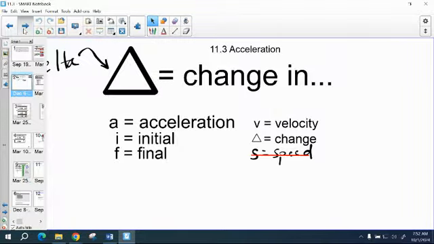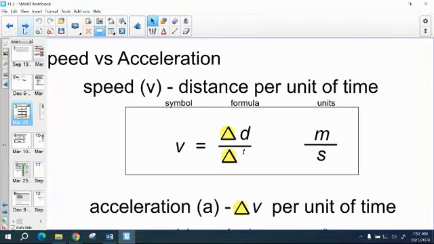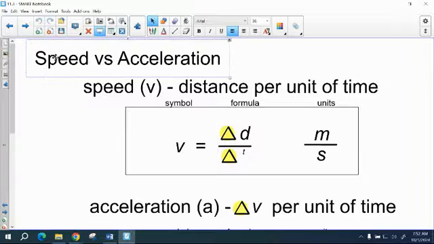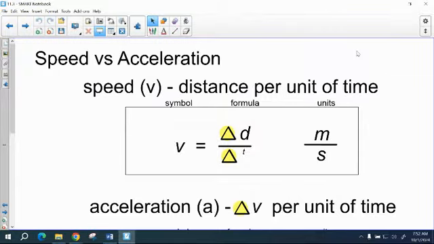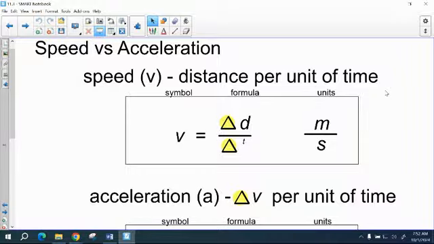So then velocity is different than speed. Speed is the distance per unit time, but velocity is actually displacement over time. So your textbook kind of thinks of velocity as speed, and we'll talk about that later. If you were in my AP Physics class, we would definitely make a distinction between the two.